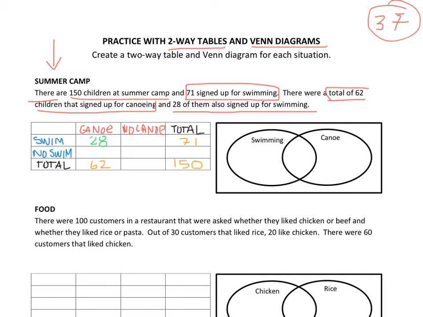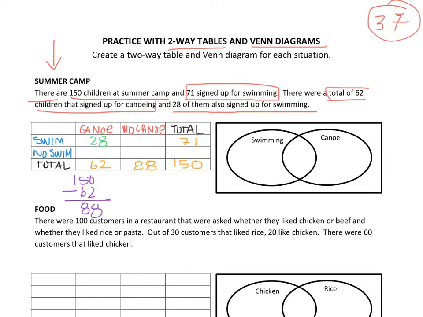So here's what we're going to do. The first value I'm going to find is the missing total here. I know that the total kids were 150, and 62 signed up for canoeing. So if I take 150 and I subtract 62, what do you get? 88. So that means that 88 kids are not canoeing.